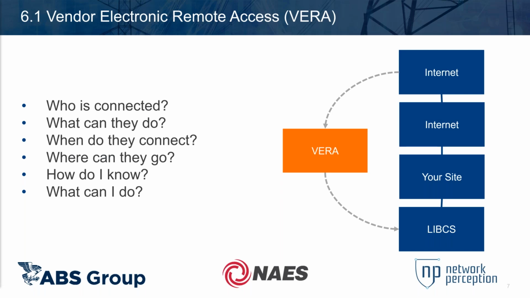So while my rule set is reviewed and while I'm looking at these rules, I may not be able to distinguish between what causes the system to operate and what allows vendors to have electronic remote access at any given time. So the questions there are: who's connected? What can they do? When can they connect? Where can they go once they connect? How do I know that they're connected? If I want them to get out of there, if I want to disconnect them, what do I do? What can I do about that?